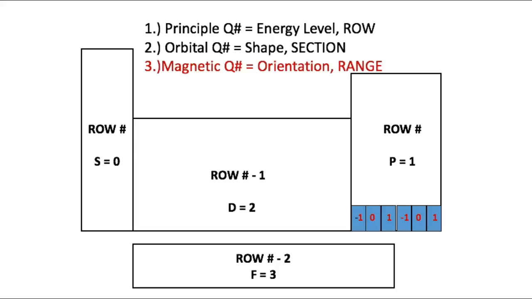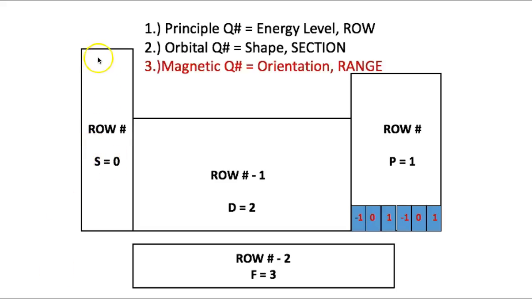On your periodic table, you see that here in our P section we have -1, 0, 1, -1, 0, 1. So you want to write these values in. Typically what I would do is actually write them at the top of the periodic table. So what you want to do is take your section of the periodic table and divide it in half and figure out what your range would be.